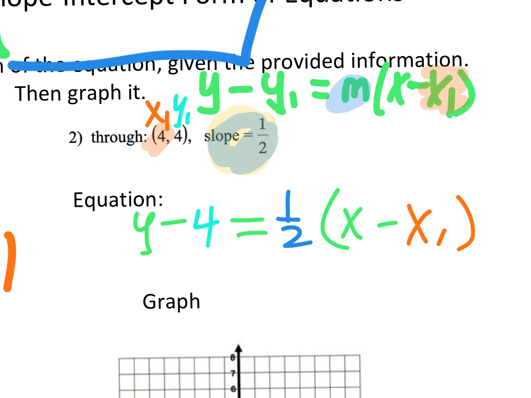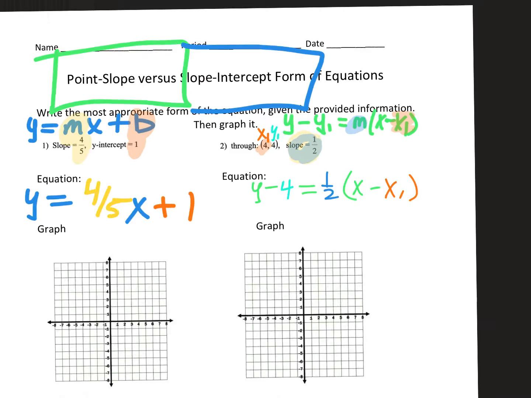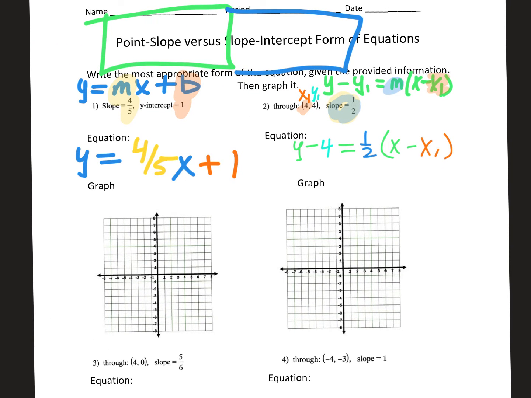Okay, so part 1, you're going to write each of these as an equation, depending on what information you're given. So for all 16 of these, you're just going to look at the information that's given to you and decide, does it make sense to write an equation in slope-intercept form, or does it make more sense to write an equation in point-slope form? Okay, so just practicing those two formats. Now, part 2, you're going to graph each of those.